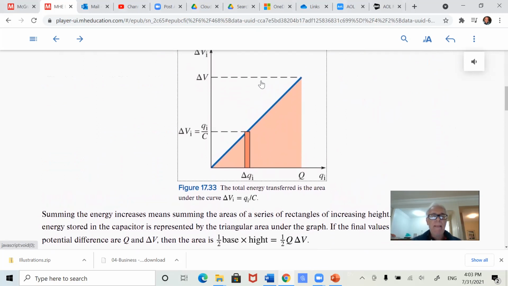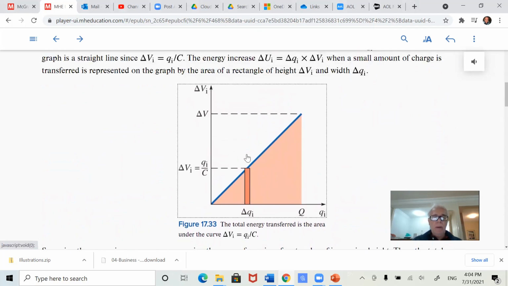Okay. So what we are doing, we're charging this capacitor little by little, right? We take a very small amount of electric charge from one side and shove it on the other side. When you do that, this electric potential keeps on increasing linearly with the amount of charge that you have. Okay. Keep that graph in mind. That's very important.